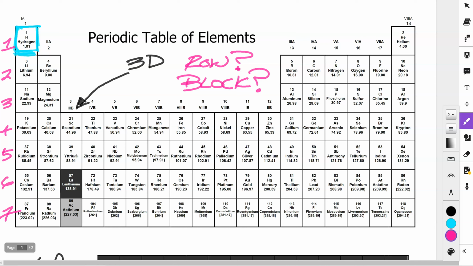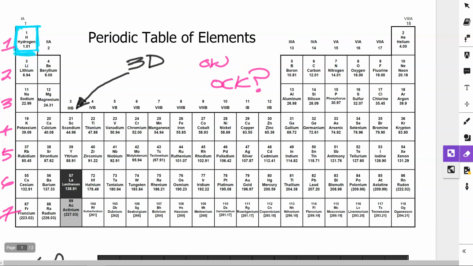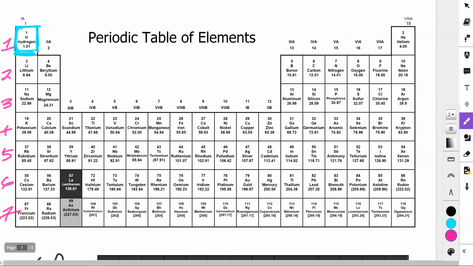So if we're going to be doing oxygen, we're going to need to ask ourselves, okay, what row am I in? Well, I'm in row 1. And then I'm going to need to ask myself, what block am I in? Well, that is the S block. You guys wrote that down at the beginning. So I'm going to write down 1S, and then I'm going to put a box up here, and that's my orbital.